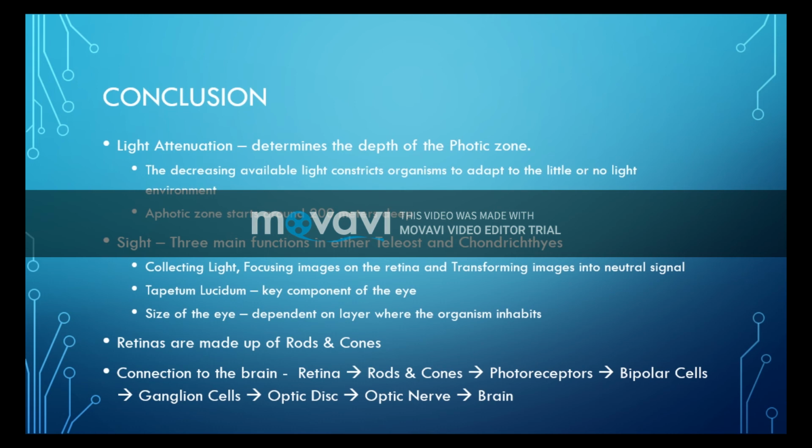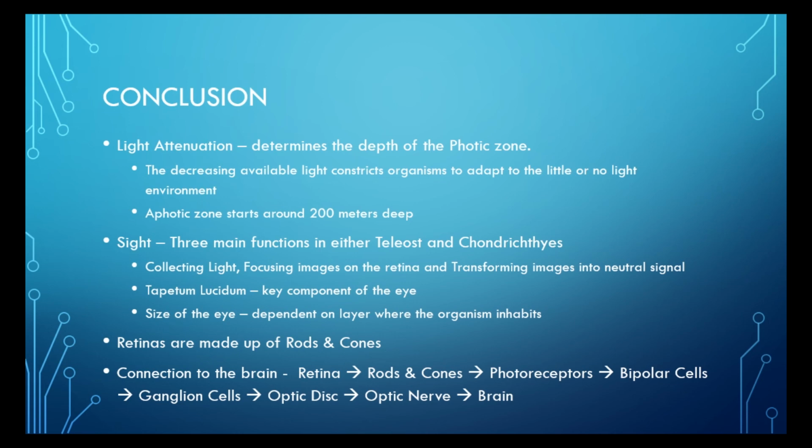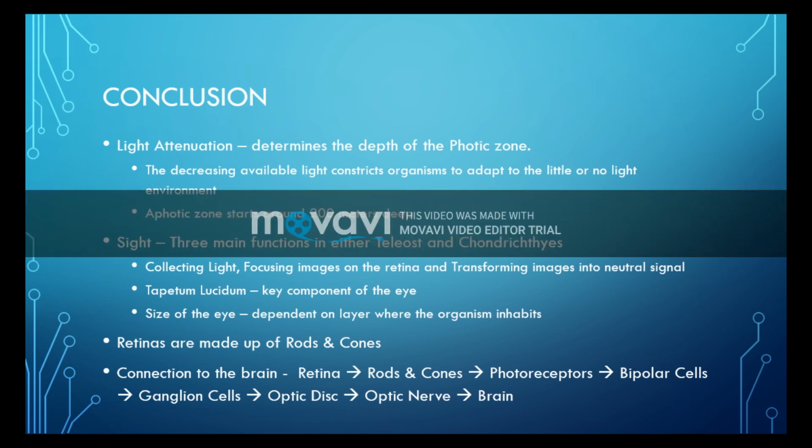And then the size of the eye is dependent on the layer in which the organism inhabits. And then retinas are made up of rods and cones, and the connection to the brain goes from the retina to the rods and cones, the photoreceptors, bipolar cells, ganglion cells, and the optic disc, then the optic nerve, and then the brain.